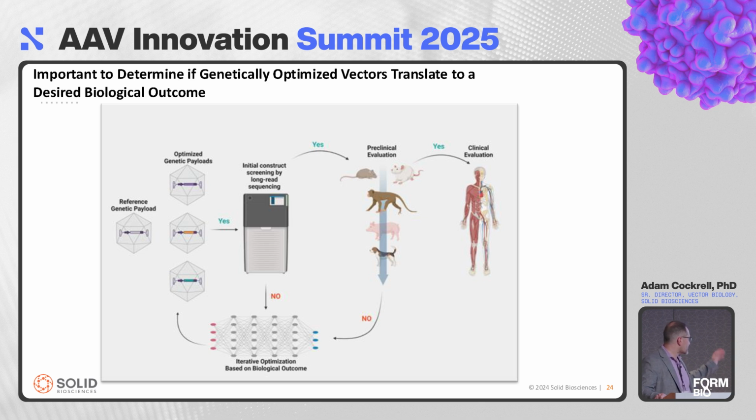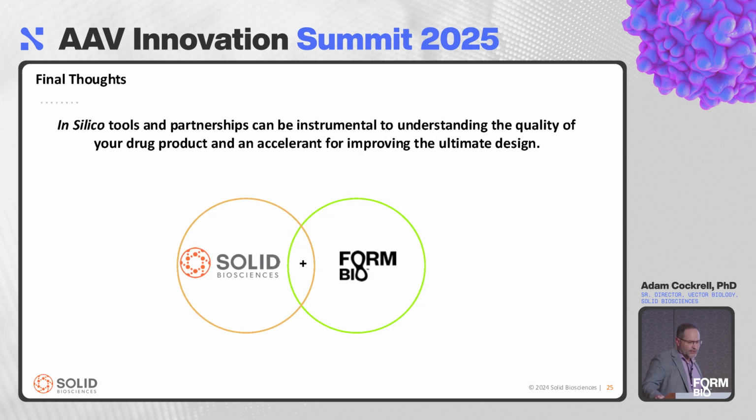So you start with these optimized payloads, you do your sequencing, you go into your preclinical animal models or your in vitro assays, and then you iterate on that until you get the vector you want. And hopefully with the predictions, your iterations are going to be a lot less than if you were making 100 different vectors that you're going to need to test to eventually get to a product that would be used as a therapeutic. So just some final thoughts.